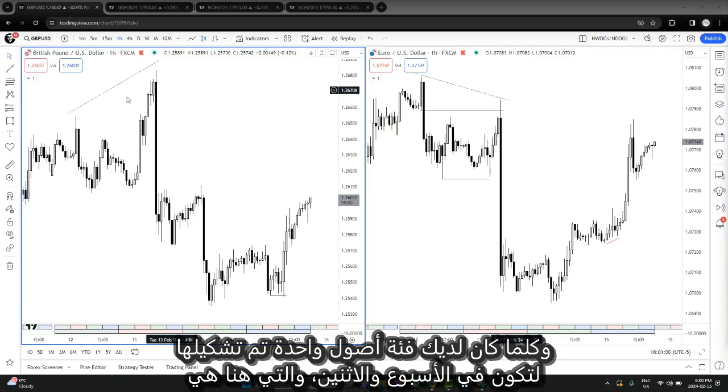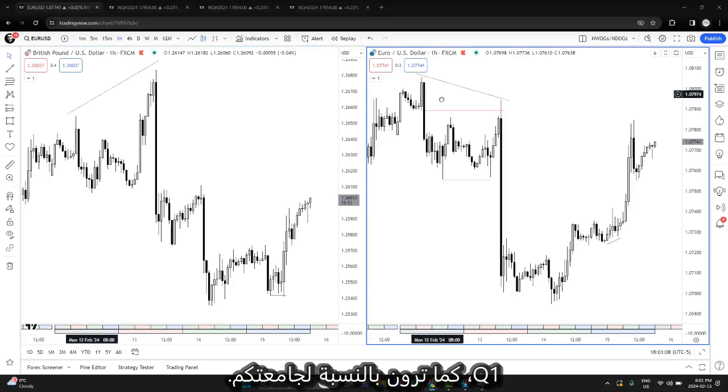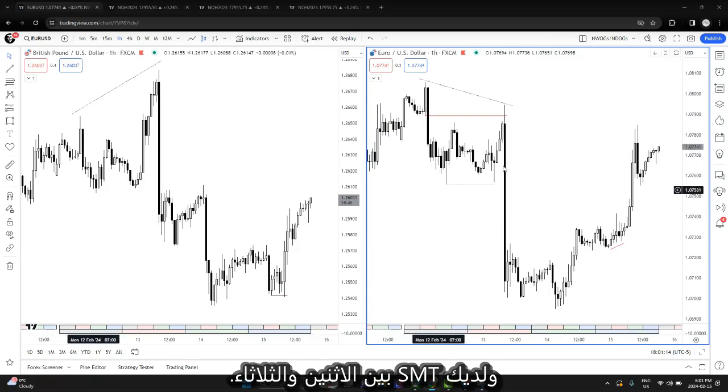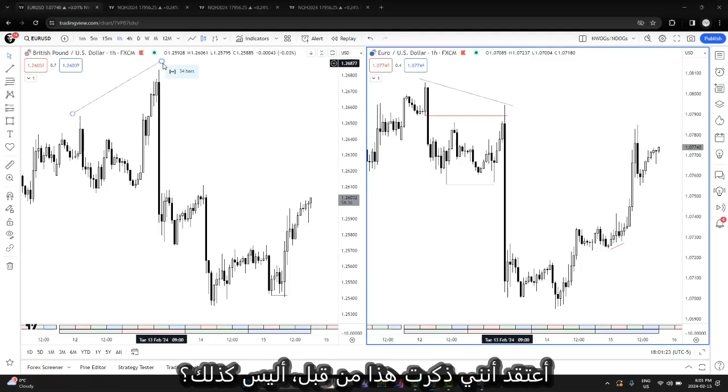And whenever you have one asset class form the high of the week on Monday, which here is Q1, as you guys can see for Euro USD, and you have SMT between Monday and Tuesday, this is also sequential SMT, as I am sure that you already know. I believe that I mentioned this before, right?